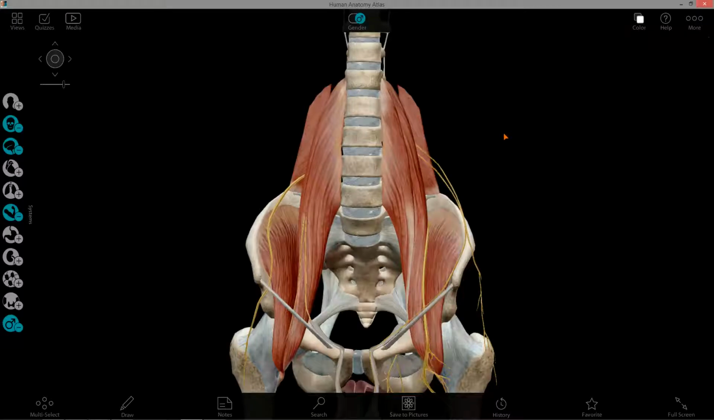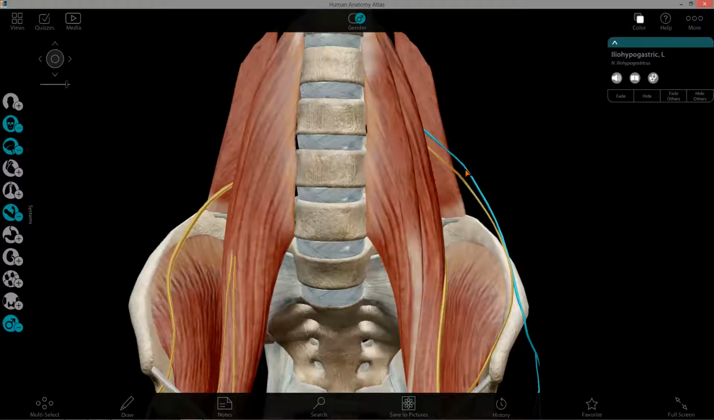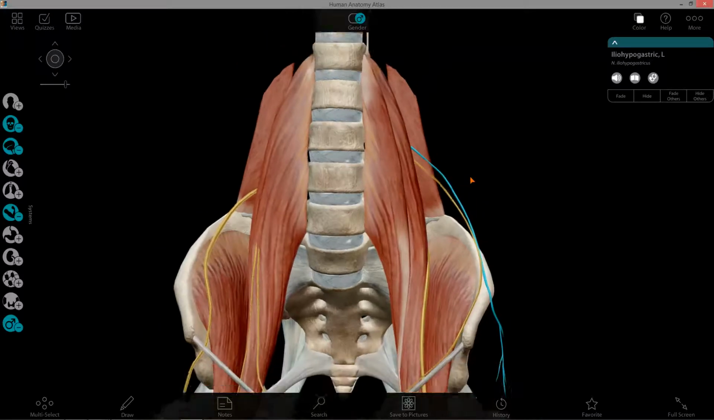I'm going to cover the lumbar plexus moving from superior to inferior, starting on the model's left-hand side, or your right-hand side, and I'm going to zoom in here a bit, beginning with the iliohypogastric nerve and the ilioinguinal nerve. So starting superiorly, we have the iliohypogastric nerve.